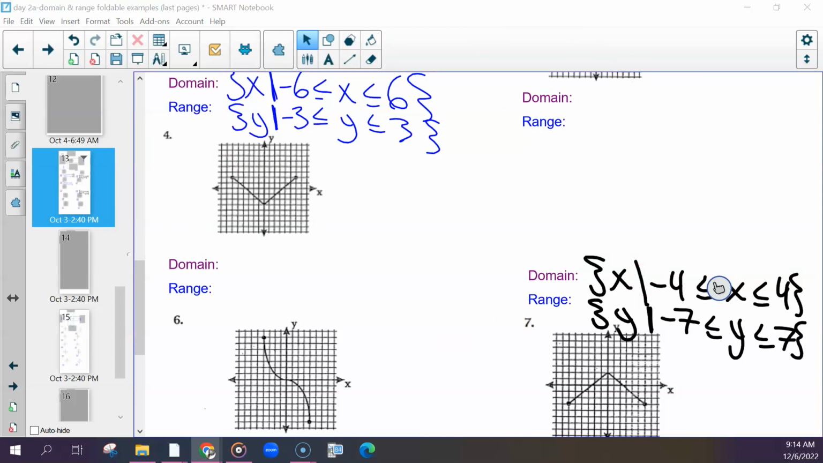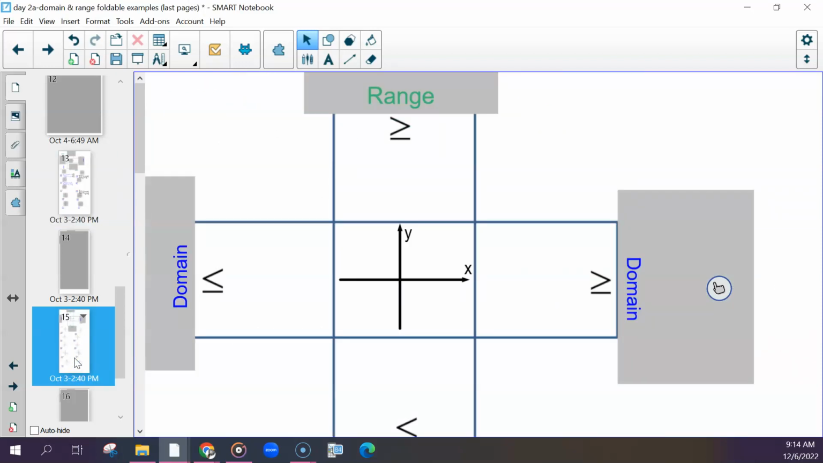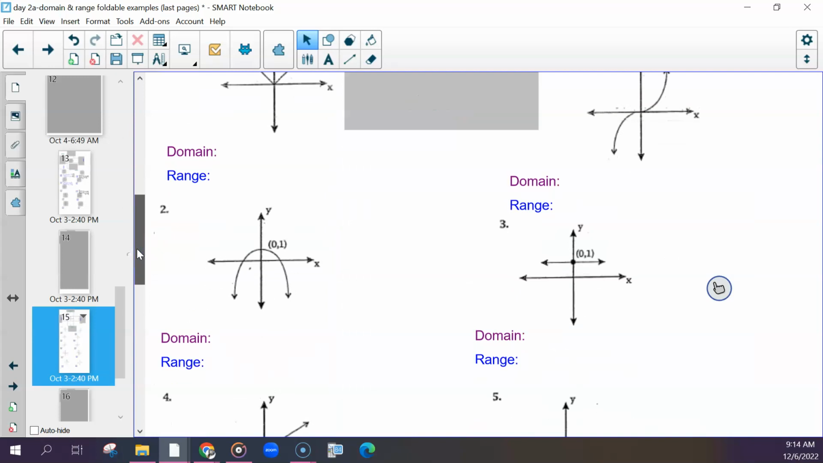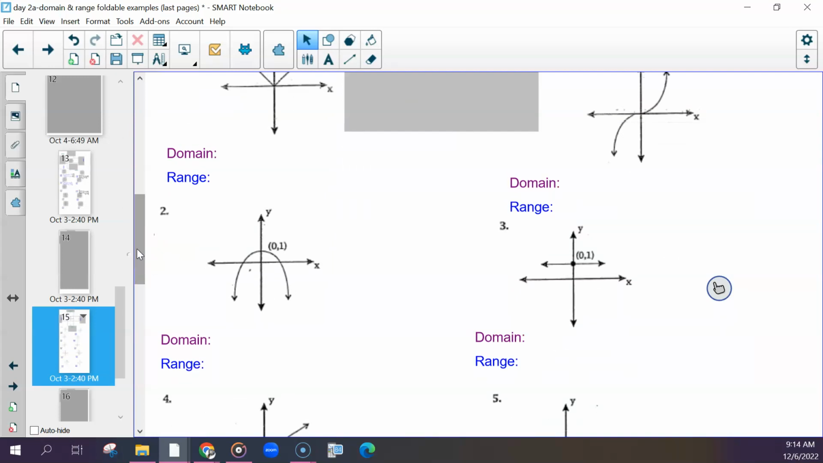So on the back of your pink sheet, we are now going to start the other page where it's like no graphs, just arrows. Cut out the example.